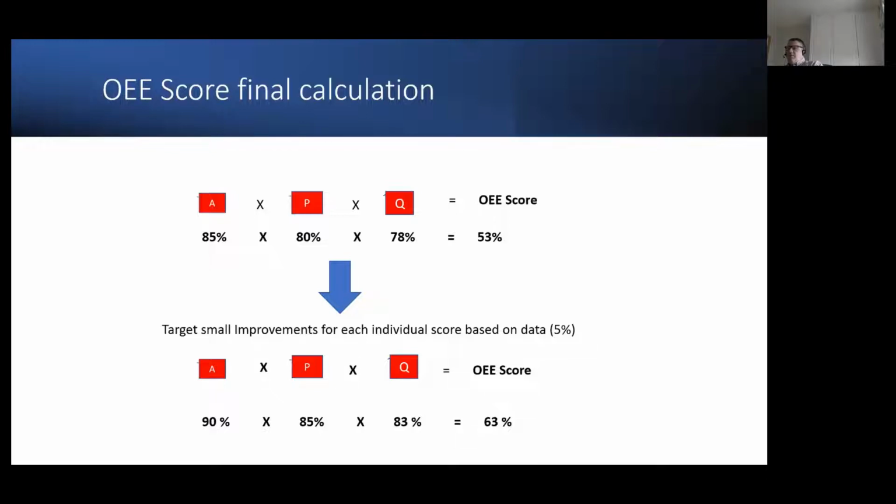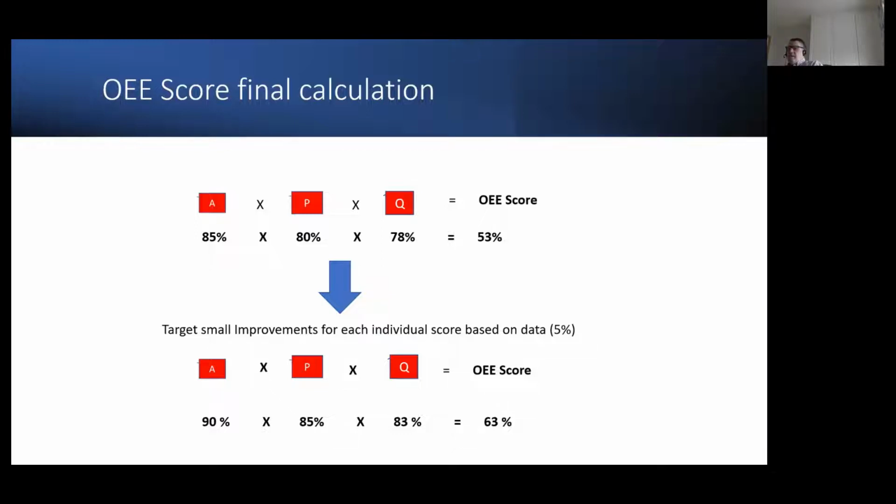So I'm going to take a look at what's causing my availability issues there and try and get that up to 90. In terms of performance of the machine, I'm going to try and increase the speed by about 5%. And I'm going to increase my quality by 5% as well to try and reduce the rejects that are there based on the data I have at hand. And that would get my score up to 63%.